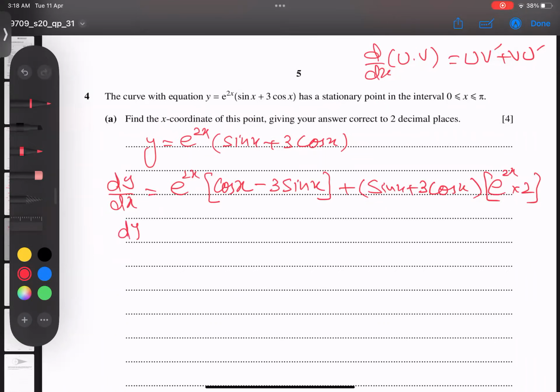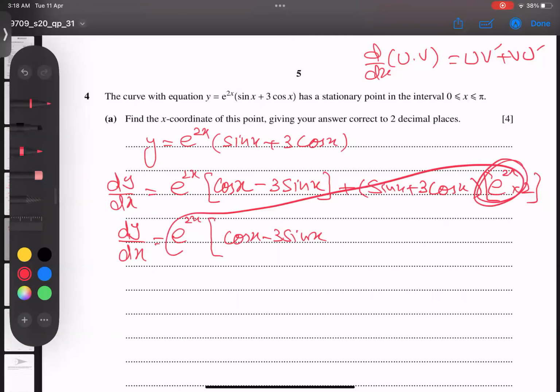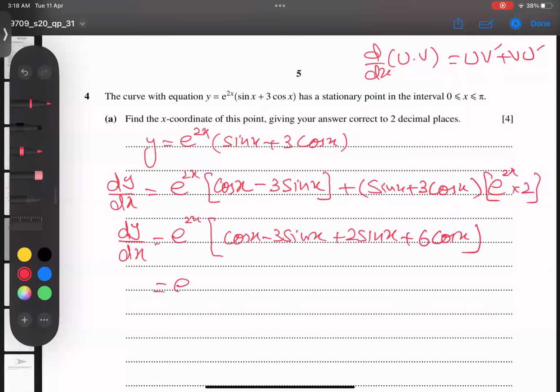So I can see that e to power x and e to power 2x can be taken as common. Okay, what is left here? Cos x and minus 3 sine x. So from here this goes out, and 2 times this function is left behind. So I can say 2 sine x and 6 cos x. Onwards, I can simplify more. This 6 plus 1, 7 cos x. And this negative 3 and plus 2 give you negative sine x. So I hope up till here it is very, very clear.